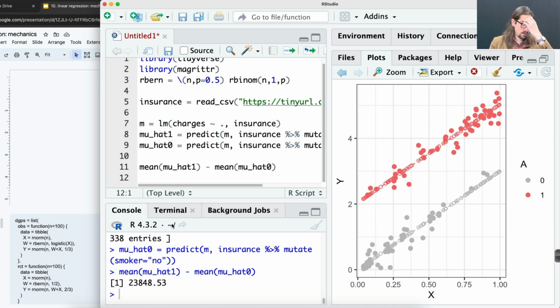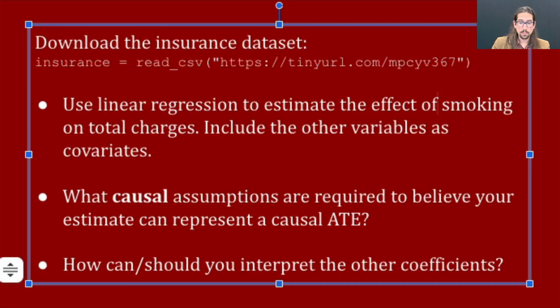Great. So this is the effect. If you're a smoker, your charges increase according to this analysis and some assumptions that we're going to discuss in a second. The causal effect of smoking is to increase. If we took the whole population and we made them all smokers versus if we didn't, the charges would increase on average by like $23,000. So that's very interesting.